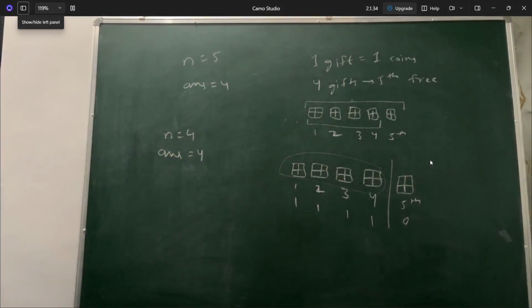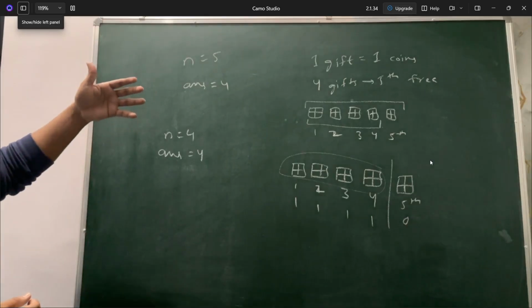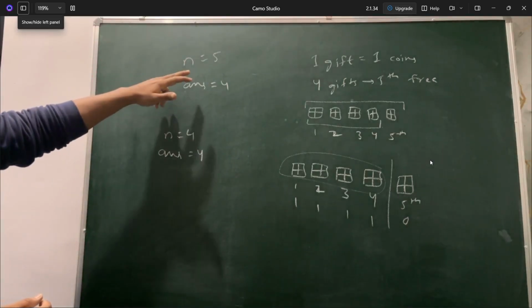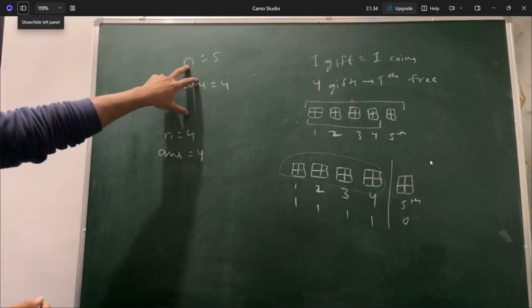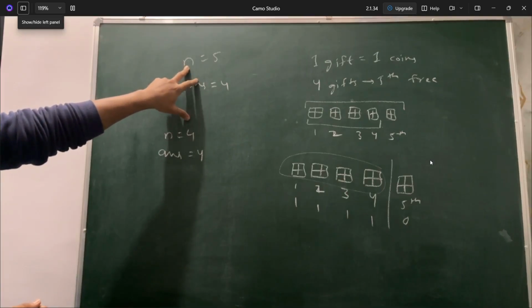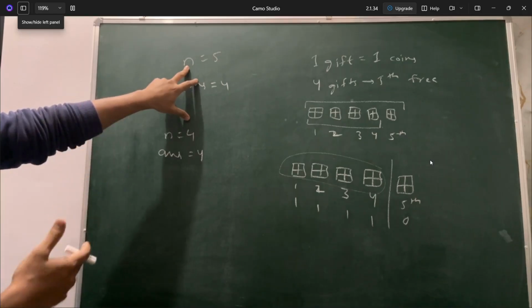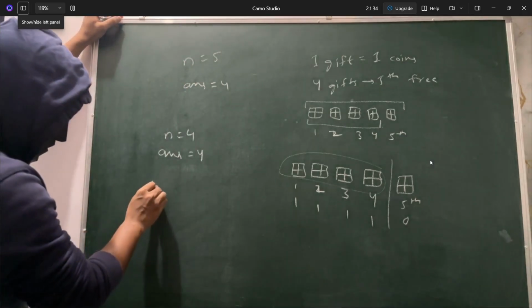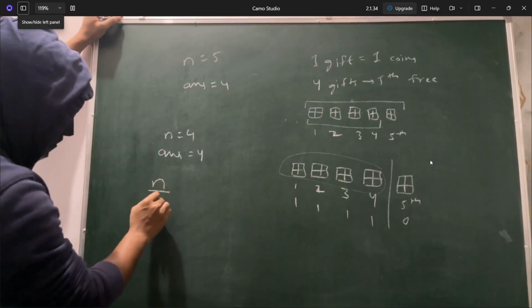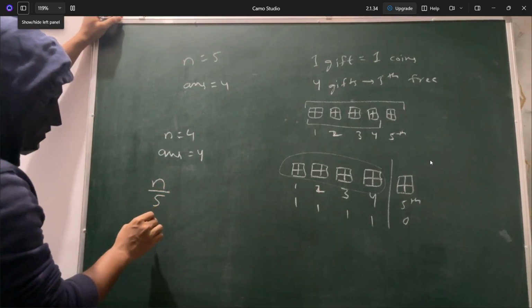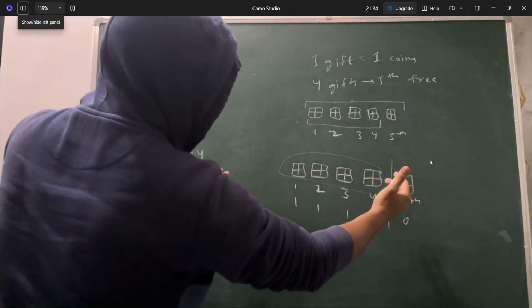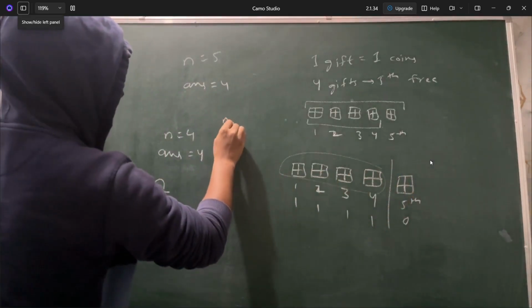So mathematically, how do you solve this? Whatever number of gifts you require is given in n. This many gifts you will have to give to Cheffina. Whatever gifts you have, if you divide that by 5, that many packs of gifts you will be getting. Let me take one more example and explain.